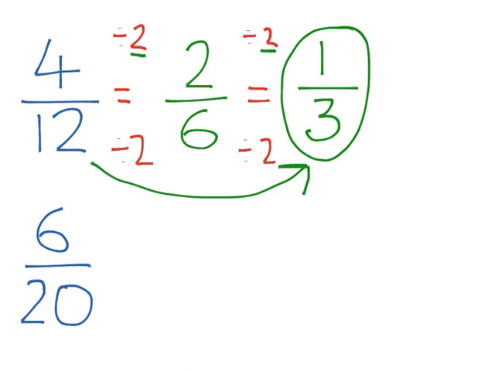Have a look at this one underneath, 6/20. Now the highest common factor of 6 and 20 is 2. So I want to divide both of the numbers by 2. I'm going to be left with a 3 on the top and a 10 underneath. And that is my final answer, 3/10.